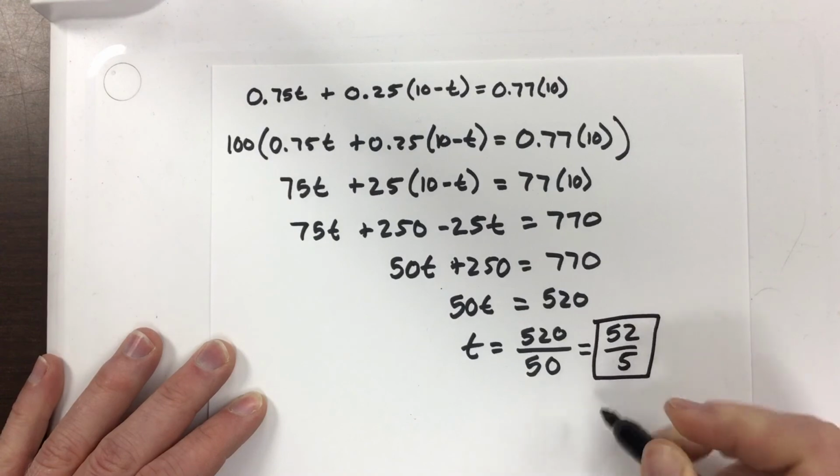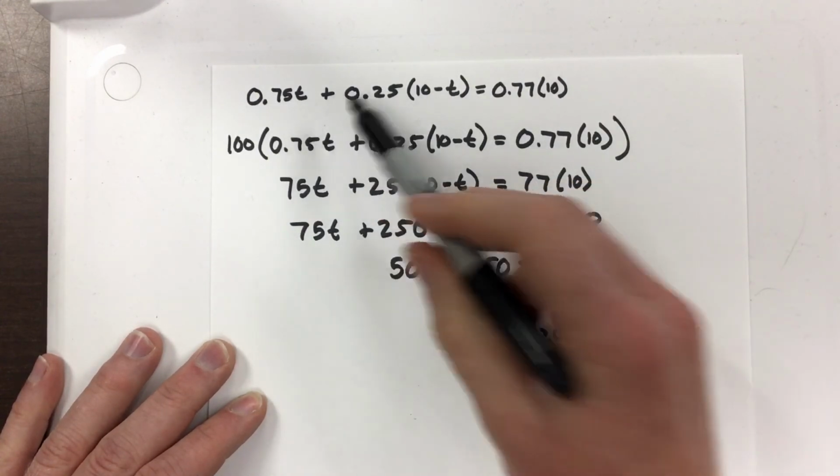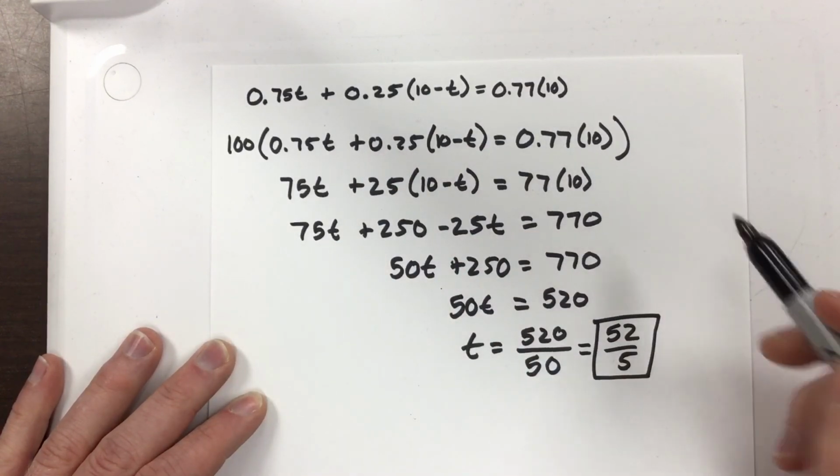for an answer. How do we check our answer? We can plug it back in for t, for each t here, and check to make sure that each side is balanced.